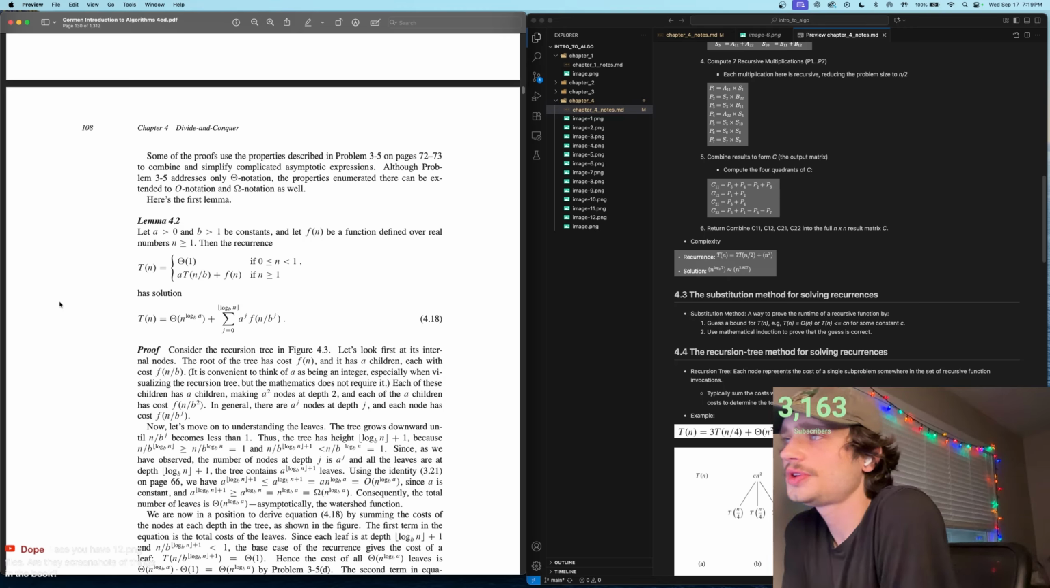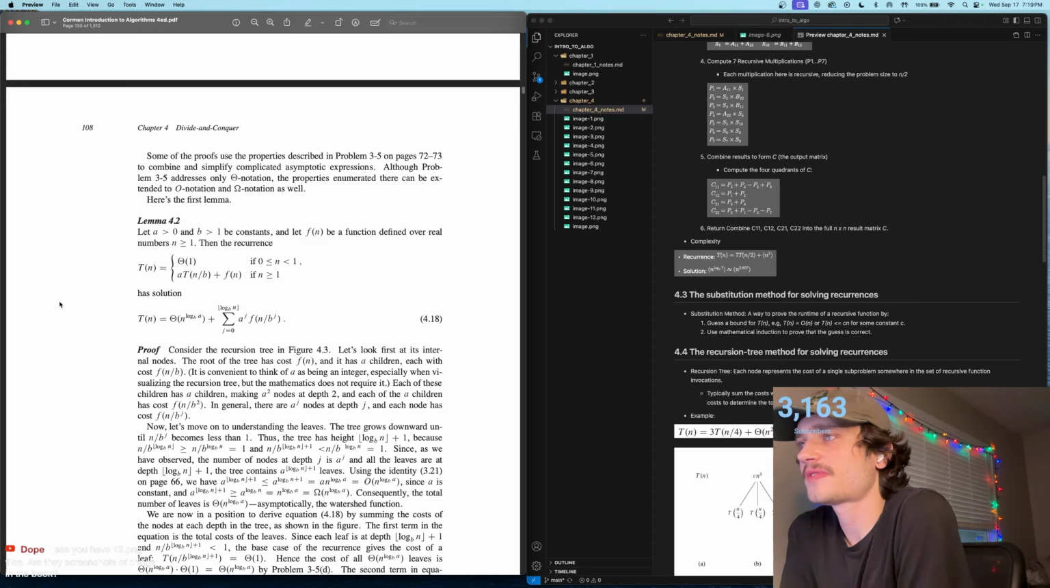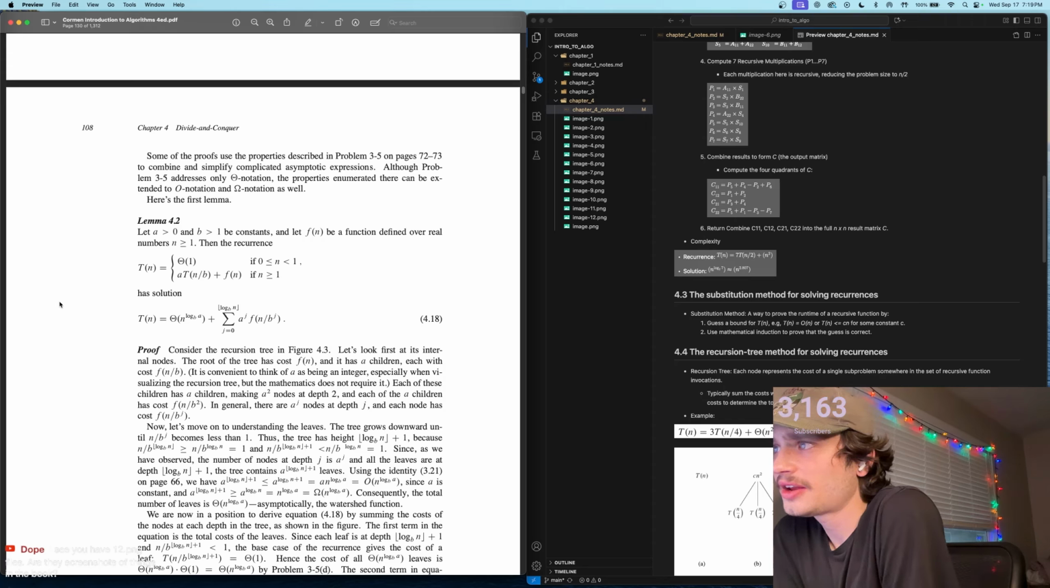Some of the proofs use the property described in problem 3-5 on pages 72 and 73 to combine and simplify complicated asymptotic expressions. Although problem 3-5 addresses only big theta notation, the properties enumerated there can be extended to big O notation and big omega notation as well.